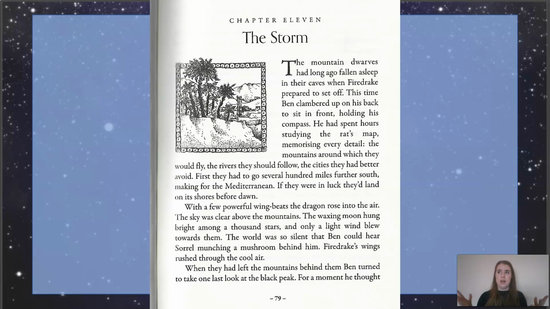This is when Firedrake's obviously been found by the mountain elves, and Goldenbeard has now clocked on as another dragon. And he's obviously sent his little spy off to go and spy on them. And obviously Sorrel's not giving away very much information at all. So this is where the Firedrake, Ben and Sorrel want to try and set off and try and escape, okay? But obviously they're now going to be almost trapped in this idea of a storm that's coming.